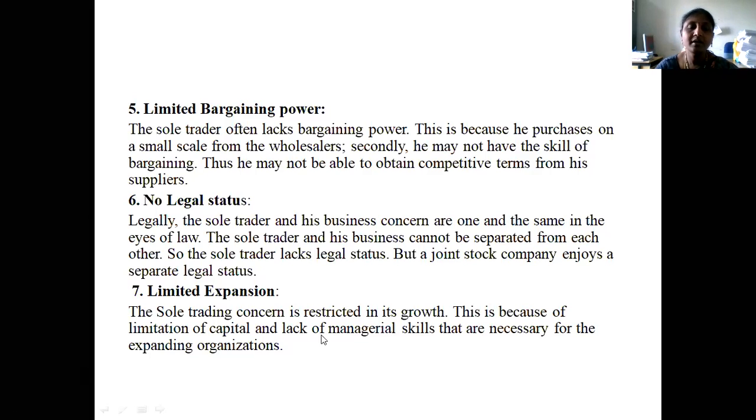Limited expansion, because whatever the individual proprietorship business we are considering, it is restricted in its growth because of the limitation of the capital. They are unable to grow the business. అంటే బిజినెస్ ని మీడియం స్కేల్ లోకో లేకపోతే లార్జ్ స్కేల్ లోకో గ్రో చేయాలి అంటే పాసిబిలిటీస్ అనేవి వెరీ వెరీ లెస్. ఇట్ ఈస్ నాట్ పాసిబుల్ because of the limitation of the capital and lack of managerial skills that are necessary for expanding the organization.